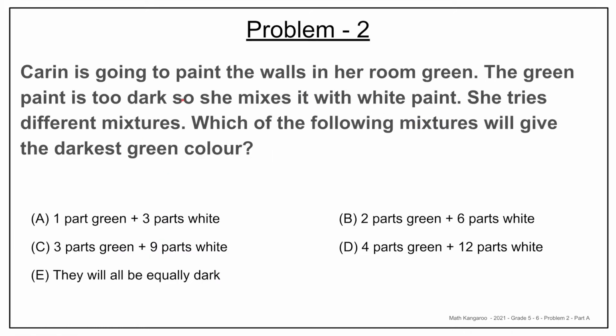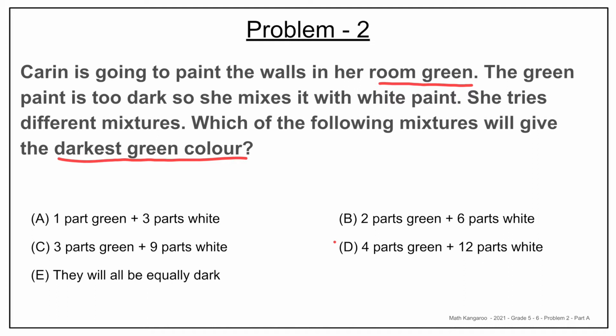Problem 2. Karen is going to paint the wall in her room green. The green paint is too dark, so she mixes it with the white paint. She tries different mixtures. Which of the following mixtures will give the darkest green color? These are our options. To determine the mixture for the darkest green color, we need to determine the proportion of green to white. So we need to determine the ratio of green to white.